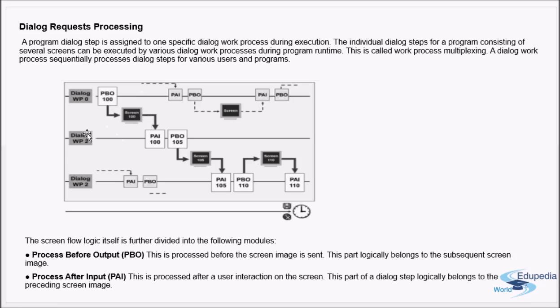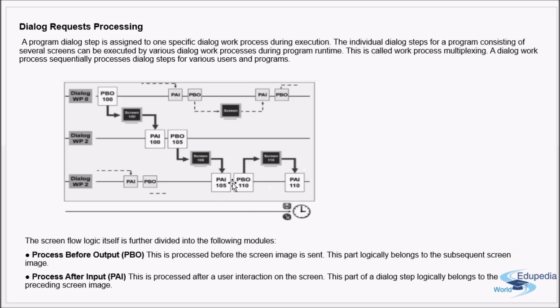an input to the other dialog work process as a PAI. So it completed one dialog step and is sending it on. It does some processing again. This is a dialog step again identified by PAI. Now screen 105 is the last screen of that dialog step. So that is again sent as an input to the next dialog work process.